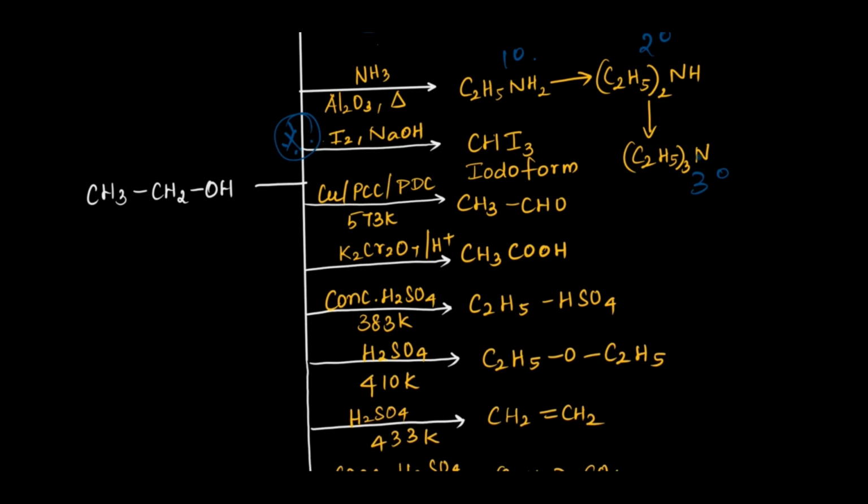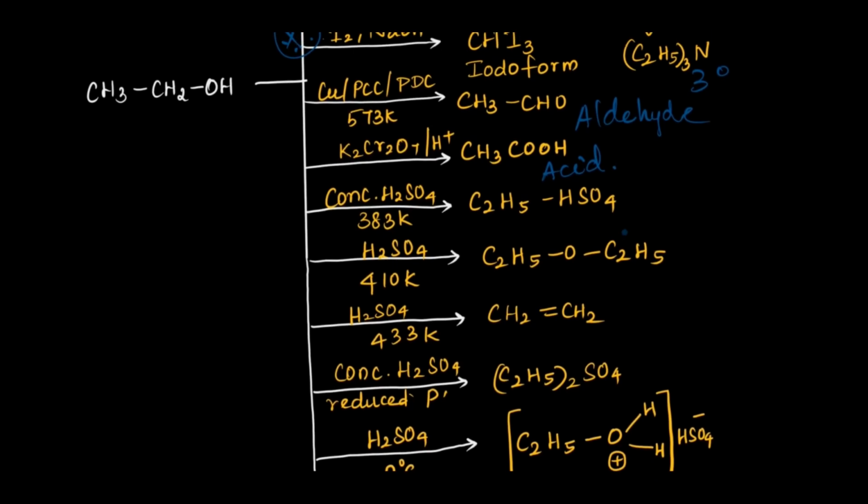Okay, then PCC or PDC with copper, that is a mild oxidizing agent, will lead to the formation of aldehyde, and with a strong oxidizing agent that produces acid. But mind the number of carbons as well. The number of carbons is not changed. Then concentrated sulfuric acid at 383 Kelvin produces C2H5HSO4. Just a substitution happened there.